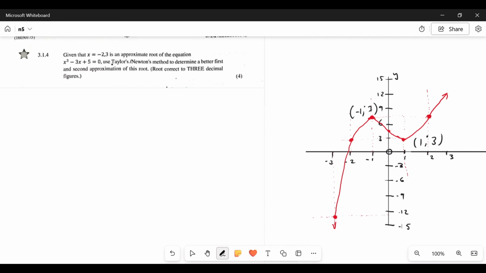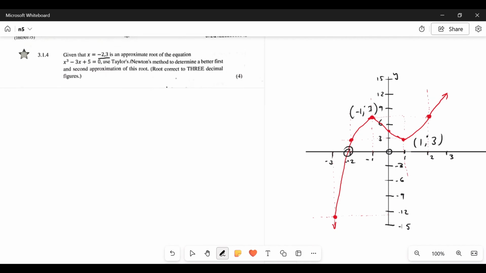Guys, this question here, they want us to use Taylor's method or Newton's method to find the approximate root. So we have already been given this root here, which is negative 2.3. Just in case you don't know what that root is, basically that root is an approximation of the value of the intersection there on our graph. That's the reason why I left this graph here, so that you can know what exactly is happening here.